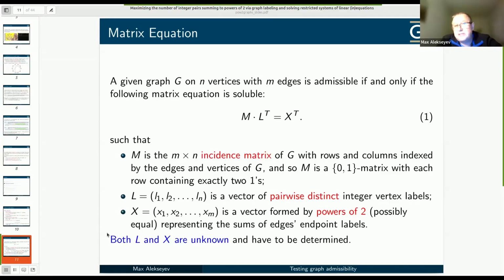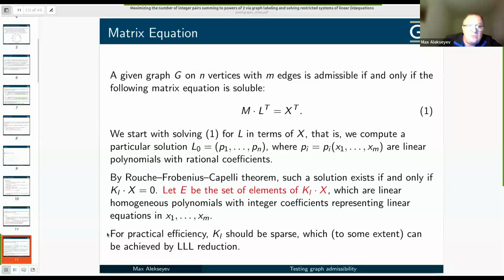So the question is how to solve this equation, given that we don't know L, we don't know X. The only thing we know is M. So let us start solving this equation for L in terms of X. That is, let us assume that X is composed of elements X1, X2, and so on, X sub M. Then we can come up with polynomials, which we will denote P sub I. They are in fact linear polynomials, that is polynomials of degree 1 in those variables, X1 and so on, X sub M, with rational coefficients.